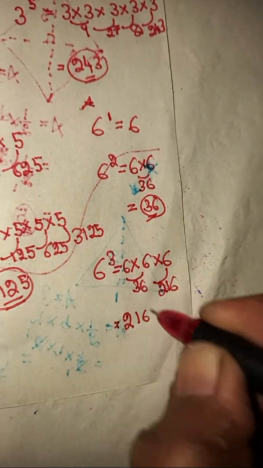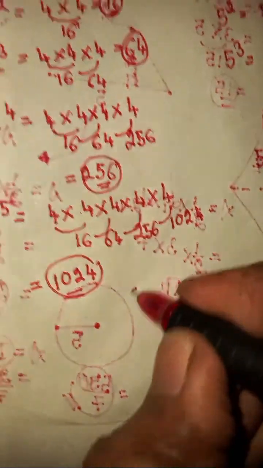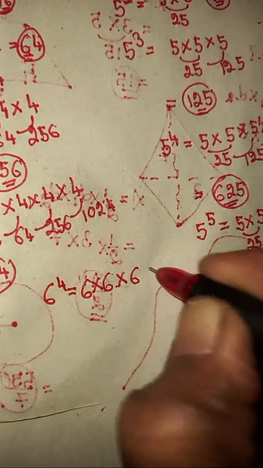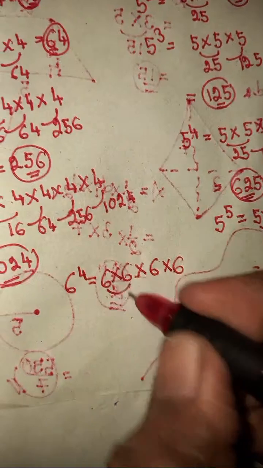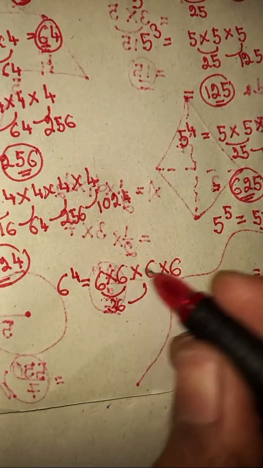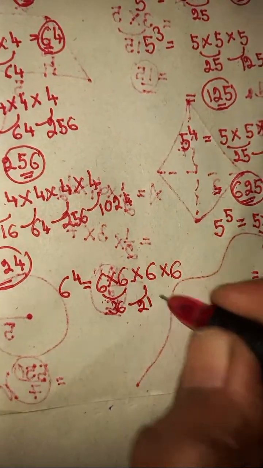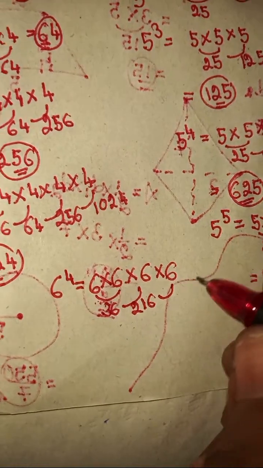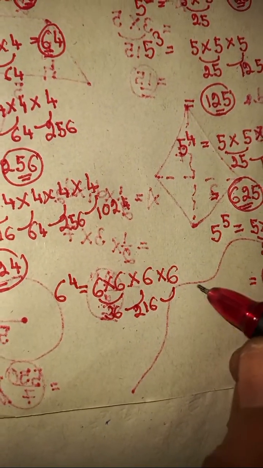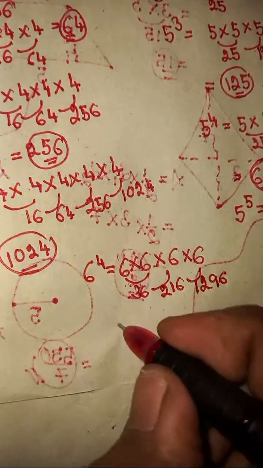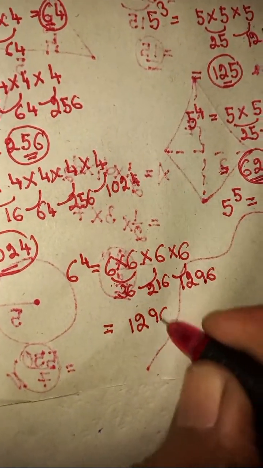So it is 216. And let's take the next one, that is 6 to the power of 4. Here 6 times 6 times 6 times 6. 6 times 6 is 36. 36 times 6 is 180 plus 36, 216. 216 times 6 is 1200 plus 16 times 6, which is 96. That is 1296. This is equal to 1296.